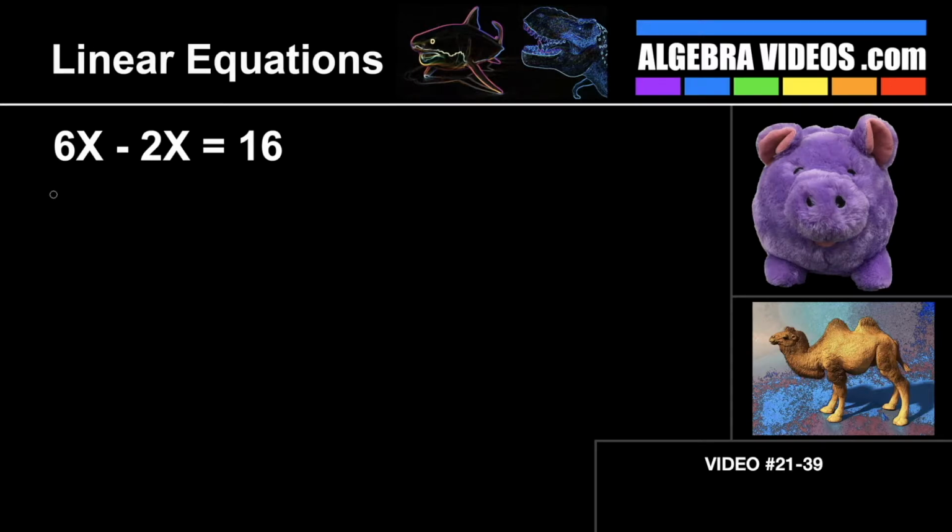Okay, 6x minus 2x equals 16. How do we do this problem? Well, there's two humps. First is the big scary words, which we're going to ignore. And then there's a little math problem, which is just addition, subtraction, multiplication, and division. So this is an easy little problem.